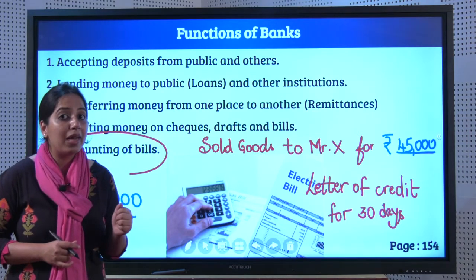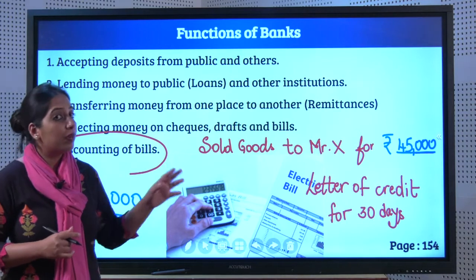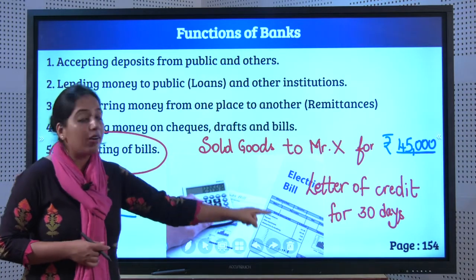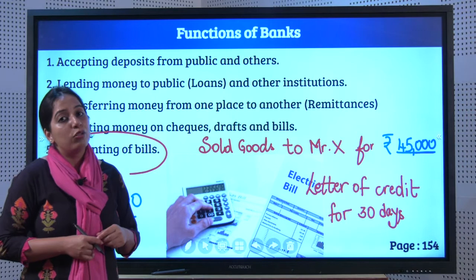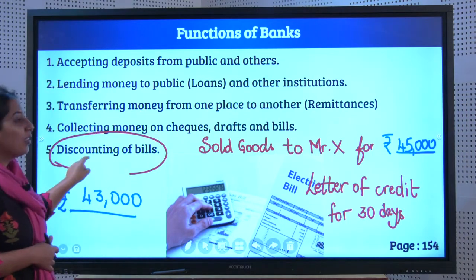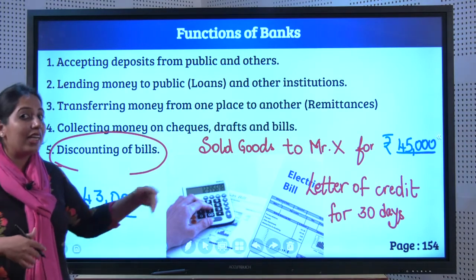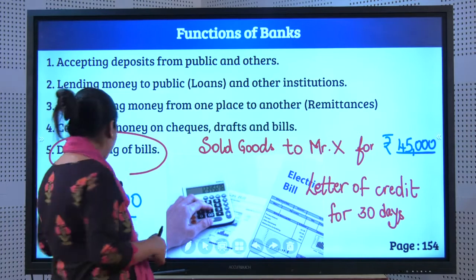What is the fee in the bank called? Interest. Why are they charging me interest? Because I went after 10 days and not after 30 days. So they gave me the money but at a discount. So that is called discounting of bills. Now let's learn the next functions of the bank.